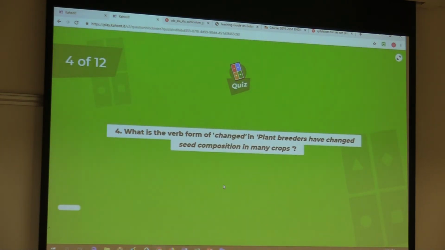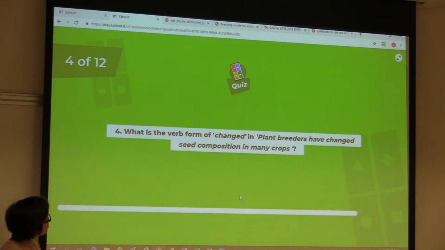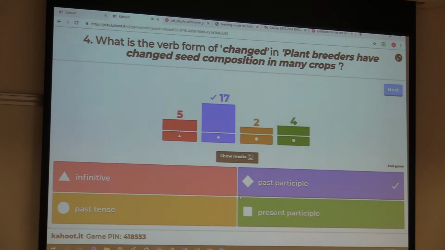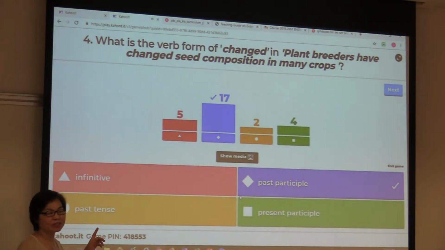Next question. What is the verb form of change in this sentence? Plant breeders have changed seed composition in many crops. What's the verb form of change? Past participle, have changed. Present perfect. So the sentence is taken from text 3, about seed composition.